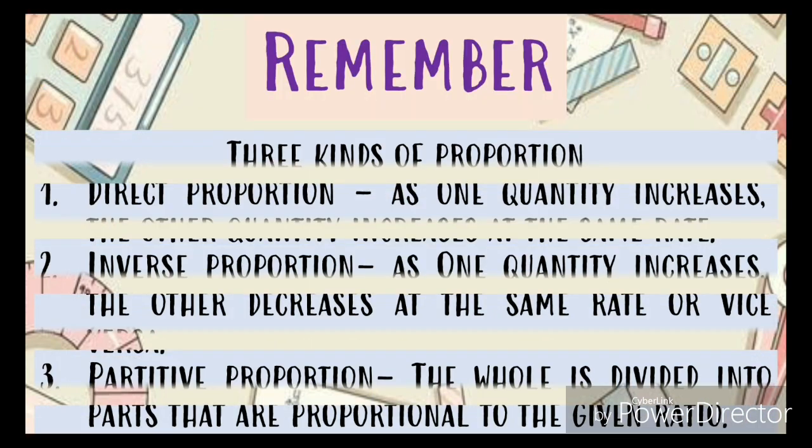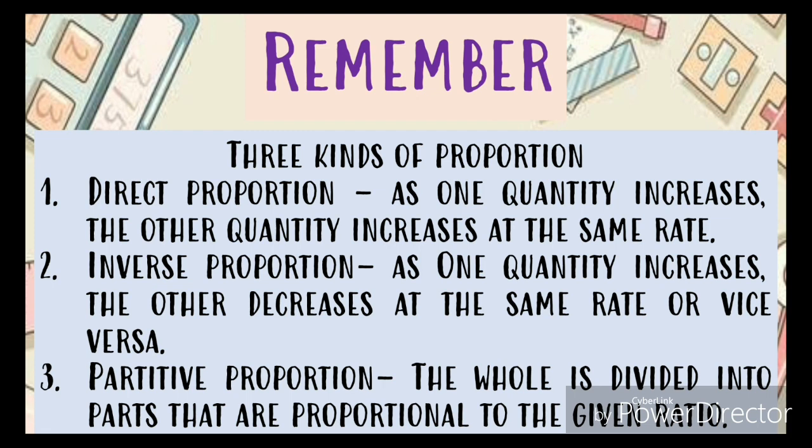Remember, we have the three kinds of proportion. First is the direct proportion. As one quantity increases, the other quantity increases at the same rate. Second, inverse proportion. As one quantity increases, the other decreases at the same rate or vice versa. And the third one, partitive proportion. The whole is divided into parts that are proportional to the given ratio.